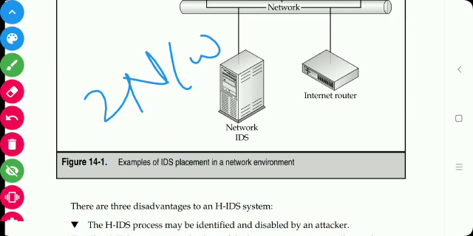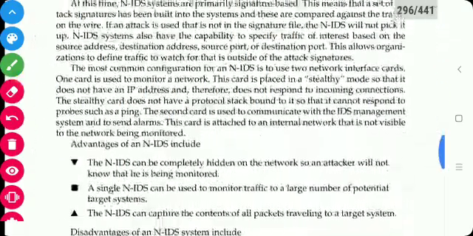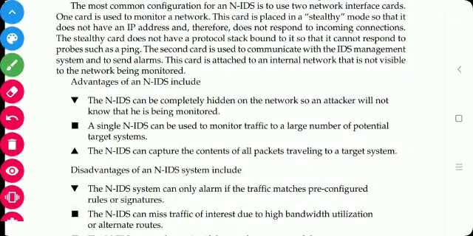The advantages of these IDS systems are: the NIDS is completely hidden, so the attacker will not know that he is being monitored. Next advantage is a single NIDS can be used to monitor traffic to a large number of potential target systems. Next is the NIDS can capture the contents of all packets traveling to a target system.